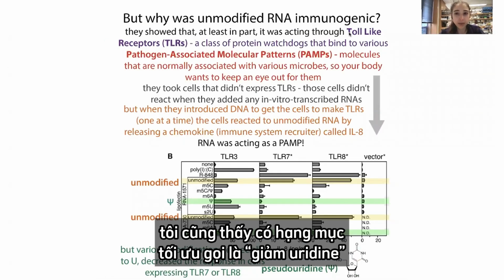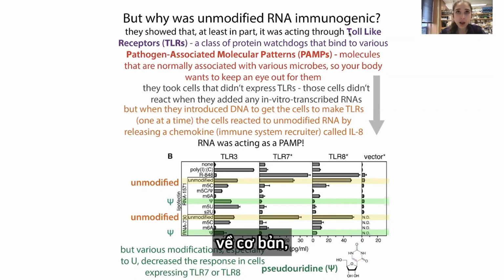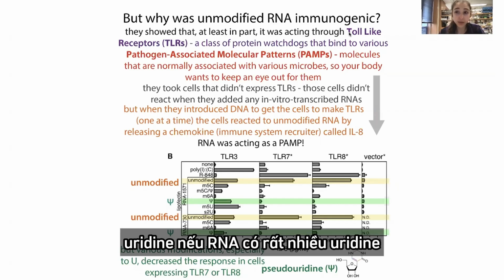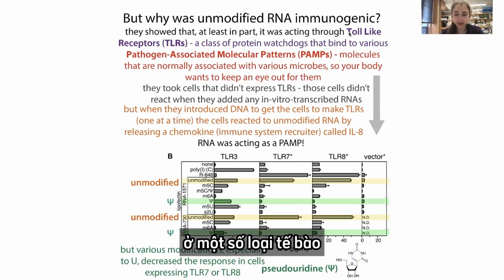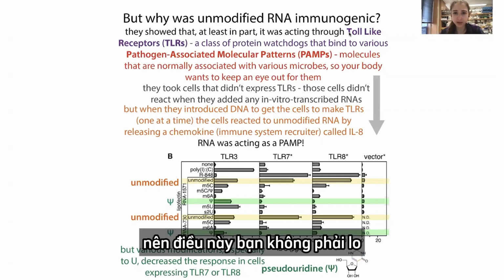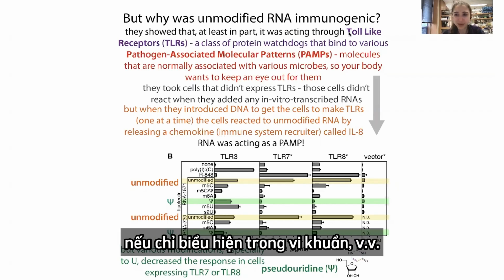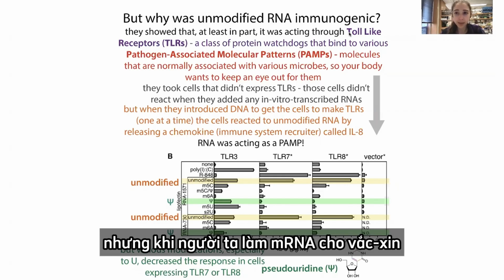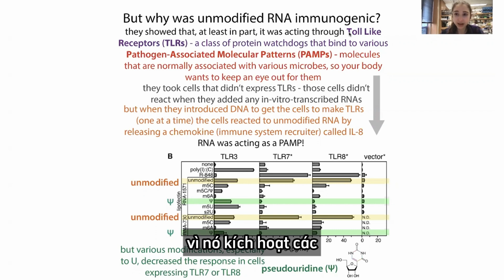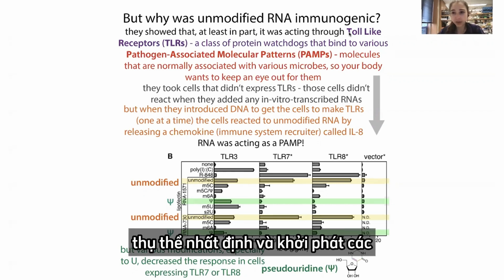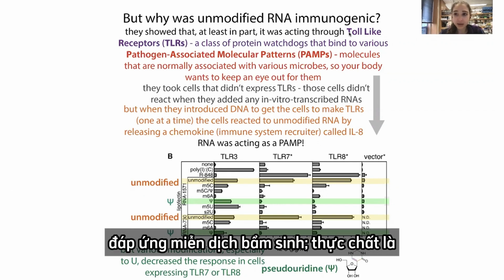Also see with optimization things like uridine depletion. Basically, if the RNA has a bunch of uridines, it can trigger an innate immune response in certain types of cells. So you don't have to worry about this if you're expressing in a bacterium or whatever. But when people are doing things like mRNA for vaccines or protein expression in humans, then having a bunch of uridines can be a problem because it's binding to these receptors and setting off these innate immune responses.